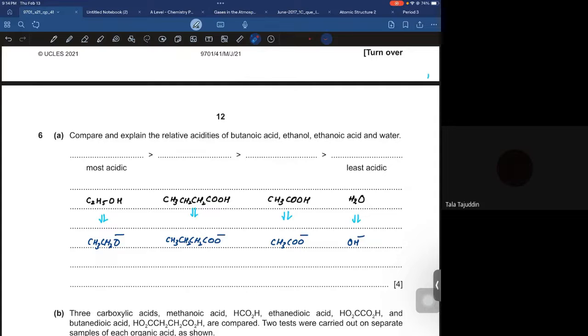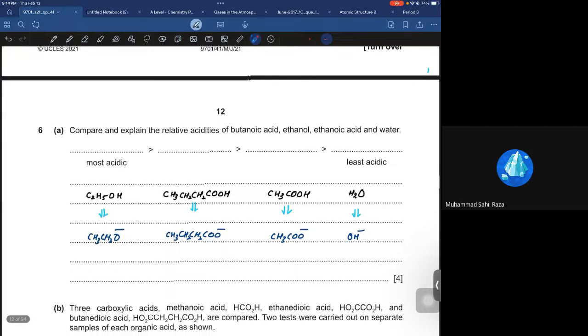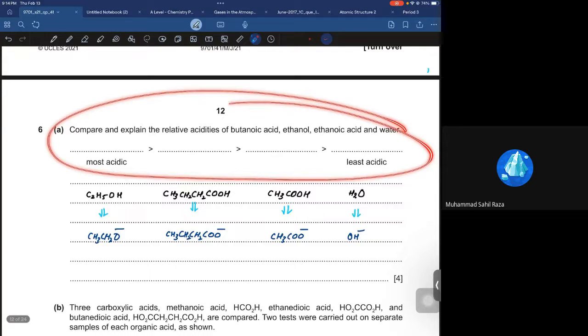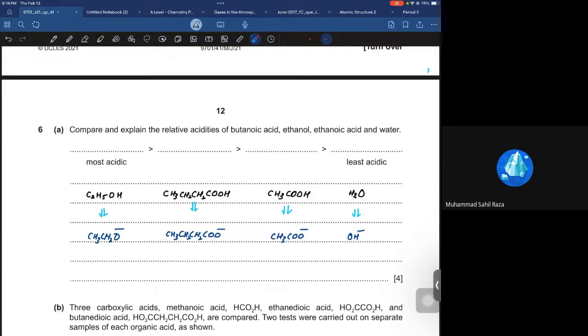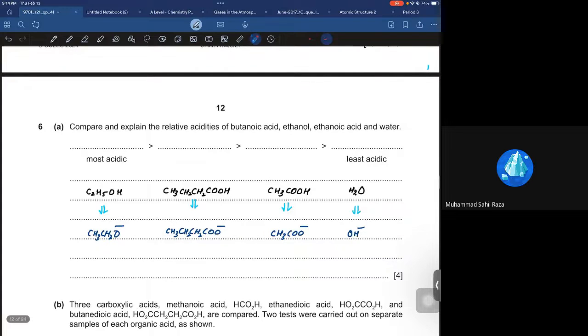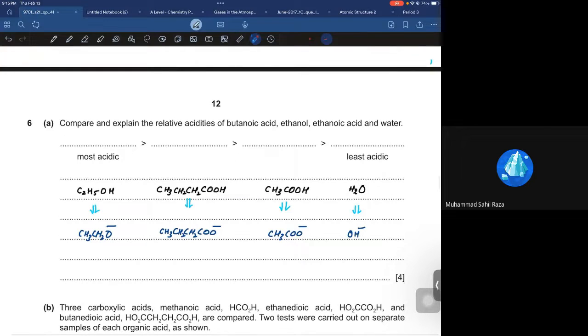Sir, but can you repeat the question? I didn't hear you. Can you see the question? Do you have my screen? Yes. So compare and explain the relative acidities. They are asking which one is the most acidic and which one is less acidic. What do you think? Then I would be telling you why this is so.